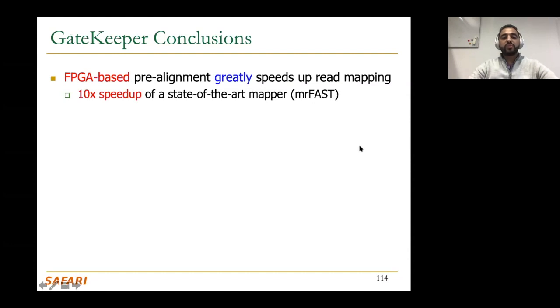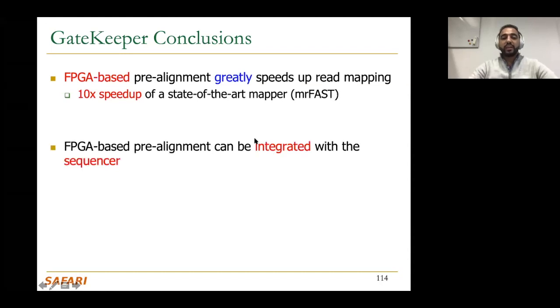Okay, so what's the conclusion for GateKeeper? So we have an FPGA-based pre-alignment filter that greatly speeds up read mapping, and we saw a 10x speedup over the state-of-the-art read mapper. There's a full pipeline. And the FPGA-based pre-alignment can be integrated with the sequencer. So I didn't tell you that the sequencer uses an FPGA chip. Any sequencer has either some GPUs or FPGAs to accelerate some of the process, especially where you translate the chemical reaction into bases. They use FPGA for that purpose.